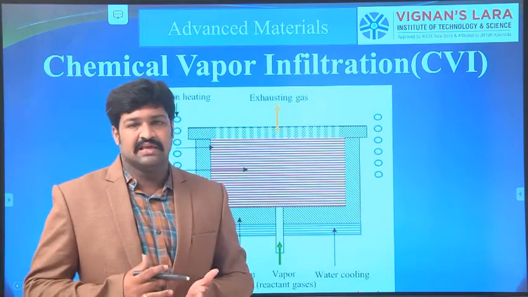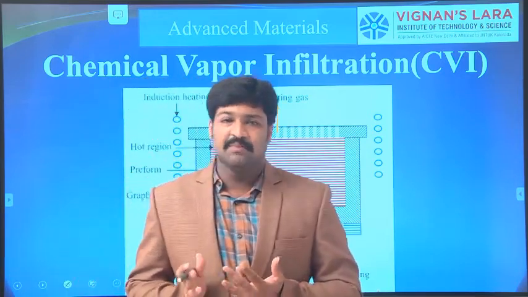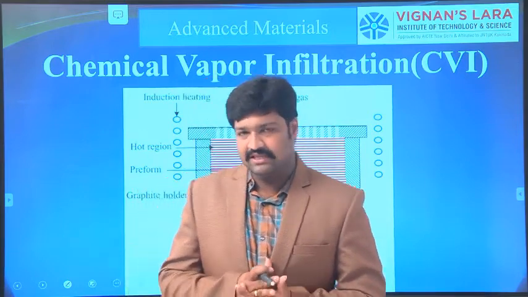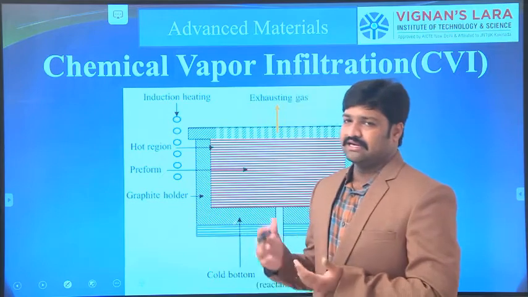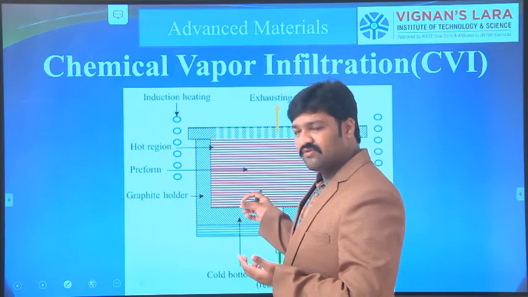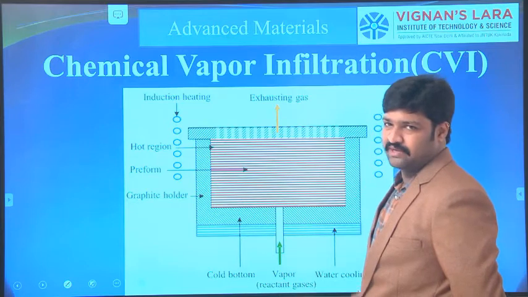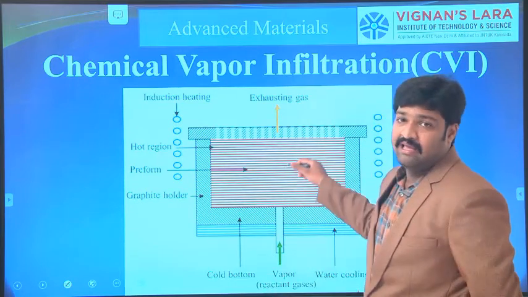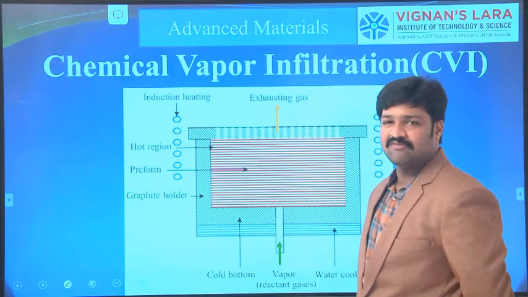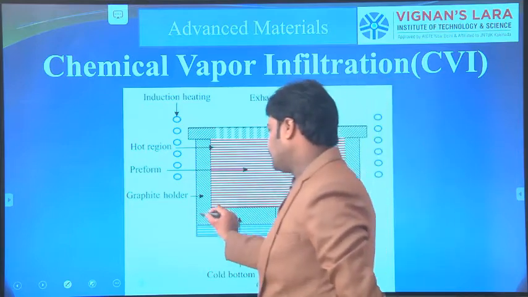So the next one is chemical vapor infiltration. This chemical vapor infiltration is similar to the chemical vapor deposition process that we followed in metal matrix composite. The same thing here, we are following the same procedure. In chemical vapor infiltration, we are using a chemical reaction between the reinforcement and the matrix material. So we are passing one more compound into the preform, and the reaction between these two leads to the formation of matrix material. Here the equipment consists of a graphite holder.